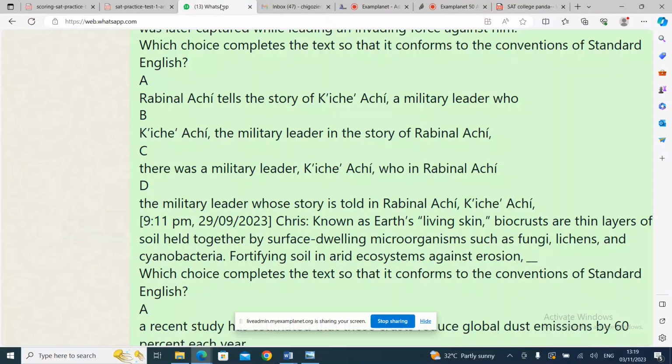Now, if you look at options first, how do you know that a question is testing modifiers? If you look at the options first, you see the same word choices with different placement. That's how you know you're dealing with a modifier. Look at A: Rabina Achi tells the story of Kichi Achi, a military hero. Kichi Achi, the military leader in the story of Rabina Achi. There was a military leader, Kichi Achi, who in Rabina Achi. Are you seeing what's going on?